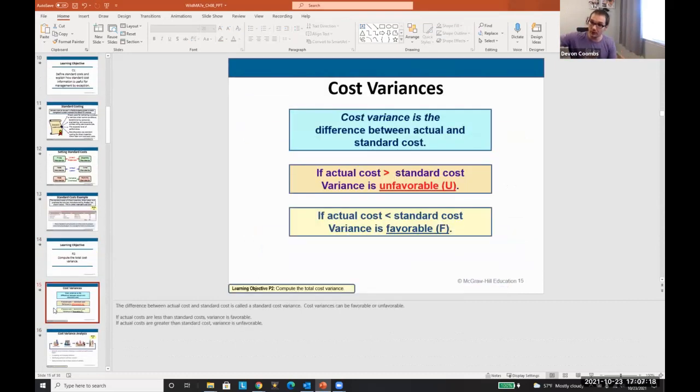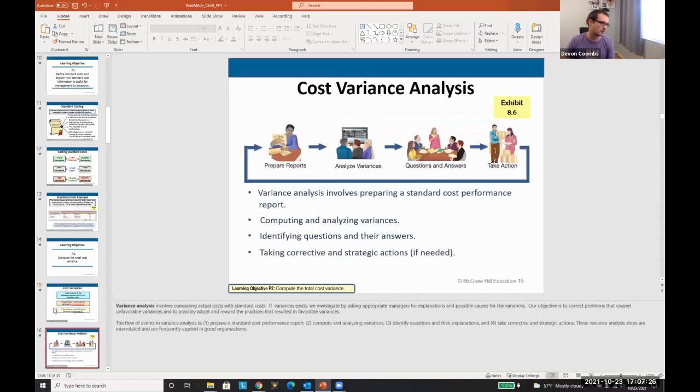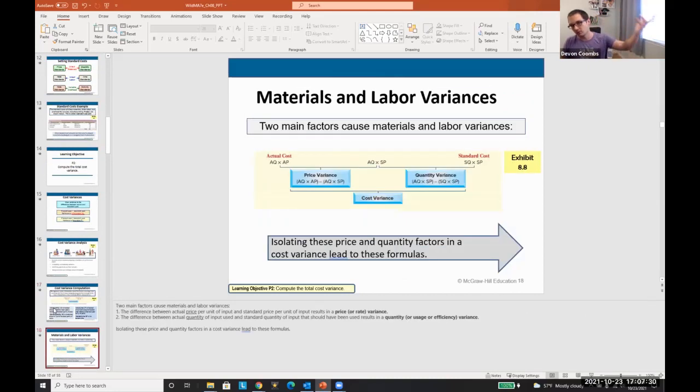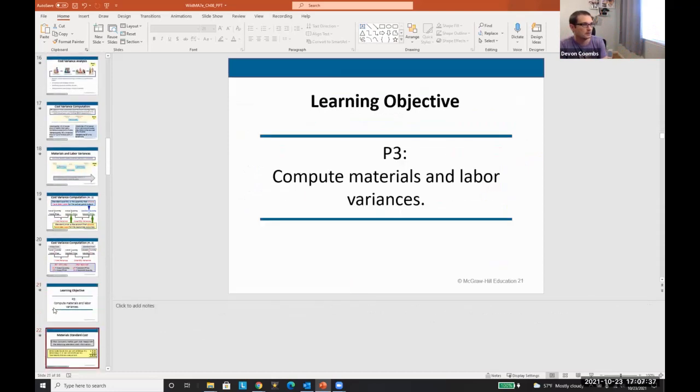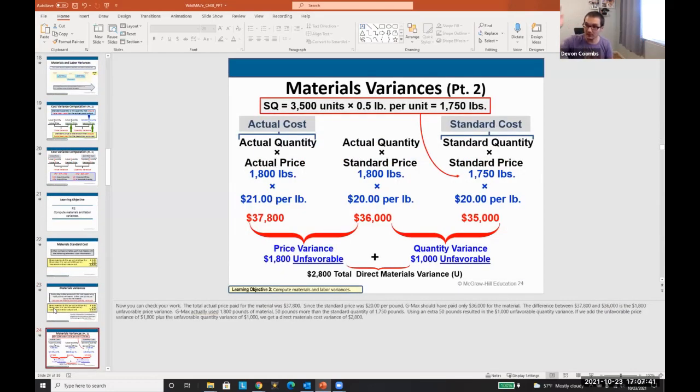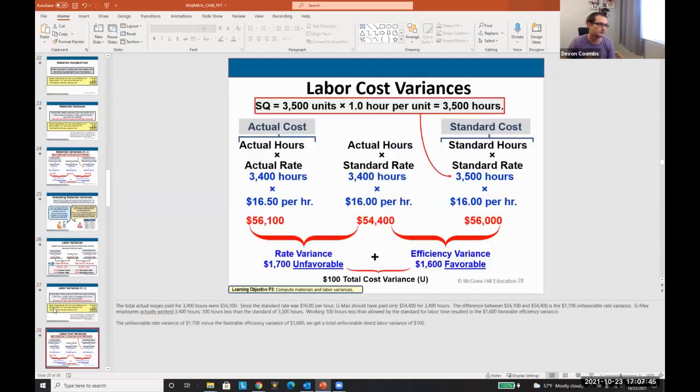If you spend more than you expected or budgeted, it's bad. If you spend less than you budgeted, it's good. That's the favorable versus unfavorable. And we use this in order to make educated decisions on how to refine our business from a management perspective. Then we went through how to make the calculations, which you have in the Google Sheets. We have to figure out our actuals versus our standards in order to derive these differences.